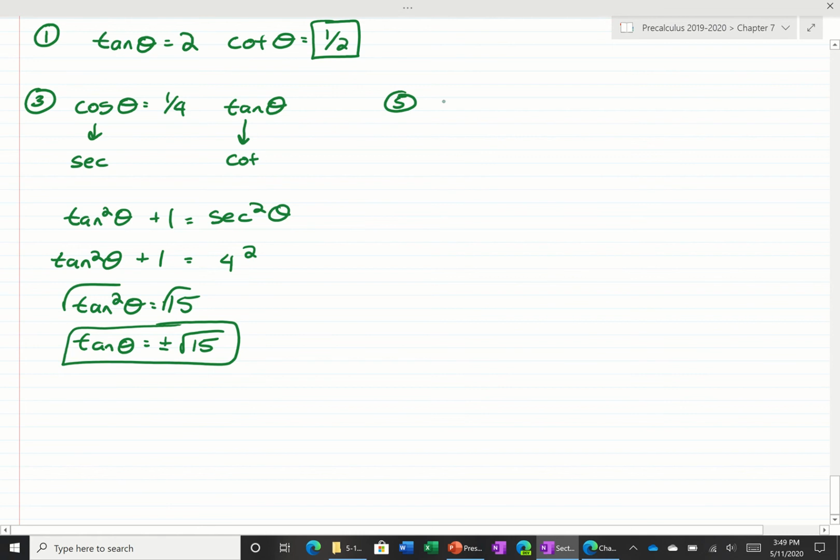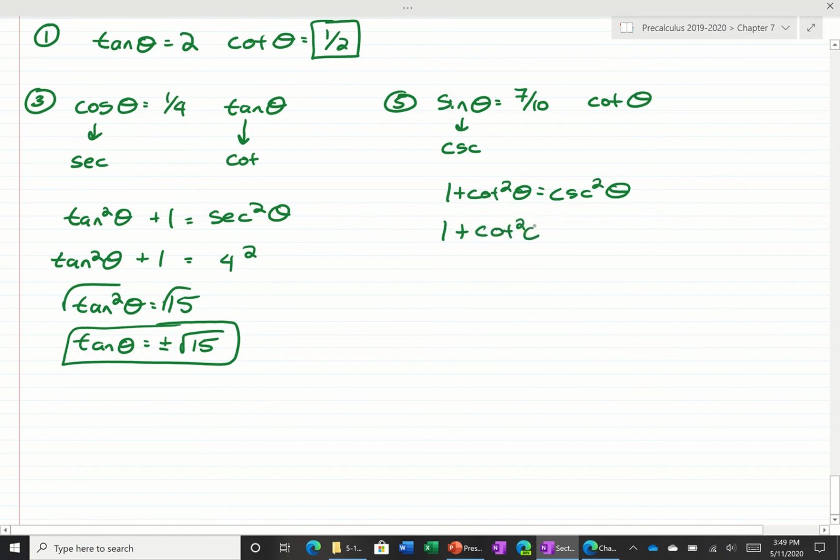Problem says if sine of theta is 7/10, find the cotangent of theta. Sine we could easily convert to cosecant, and we do have a formula with cosecant and cotangent. The formula says that 1 plus the cotangent squared of theta is equal to the cosecant squared of theta. So we would do 1 plus the cotangent squared, I don't know what that is, equal to the cosecant squared. Well, if sine is 7/10, cosecant would be 10/7.